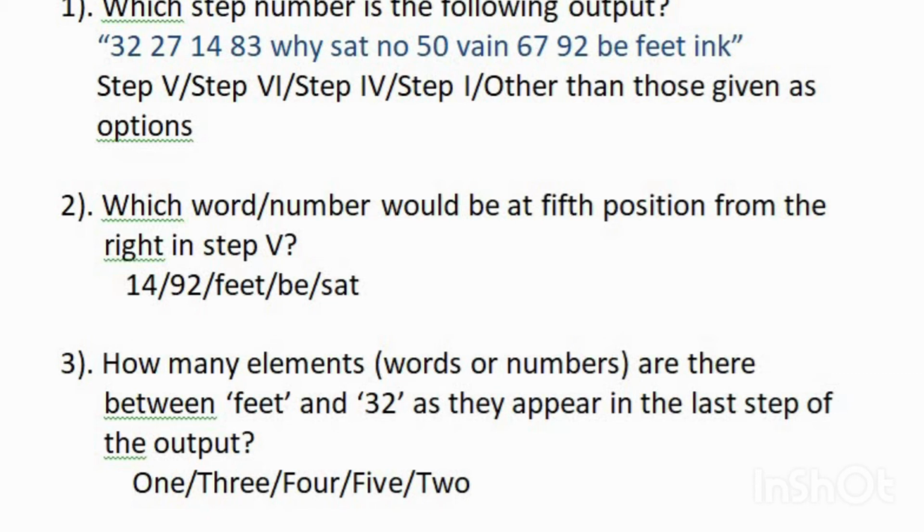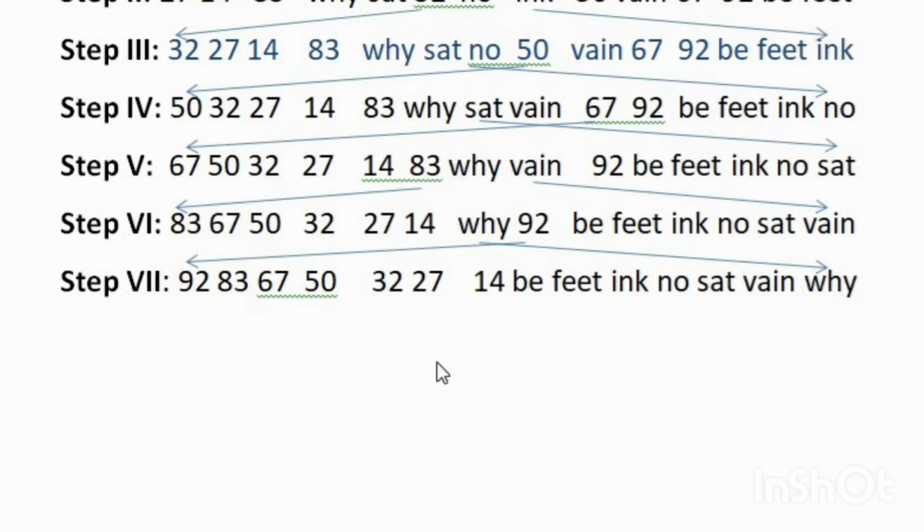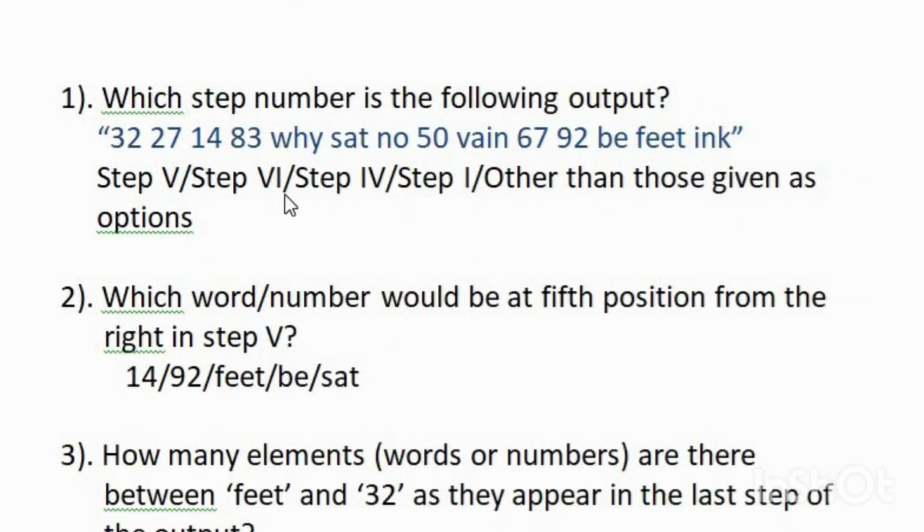First question is, which step number is the following output? 32, 27, 14, 83, Y, SAT, no, 50, vein, 67, 92, B, feet, ink. So this following output can be seen in which step? It is found in the third step. But step 3 is not given in the options, so our answer is other than those given as options. Option E is the answer.